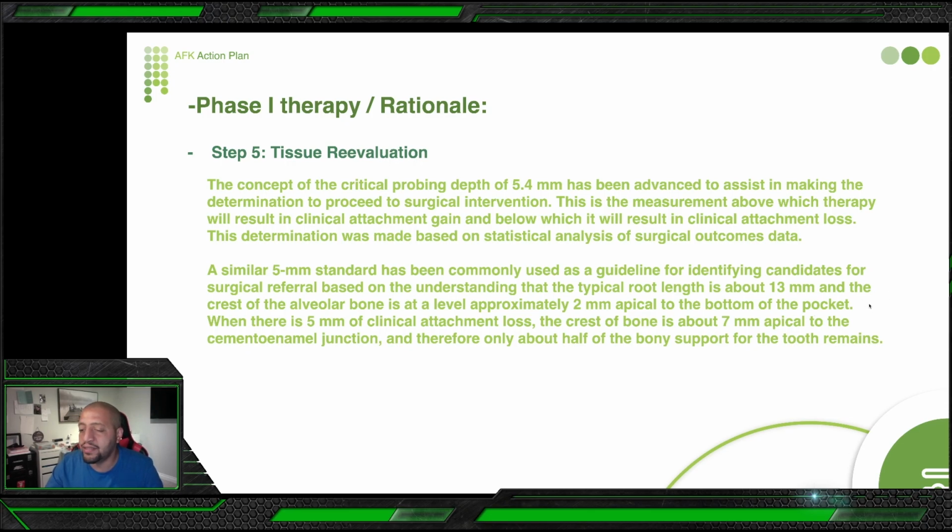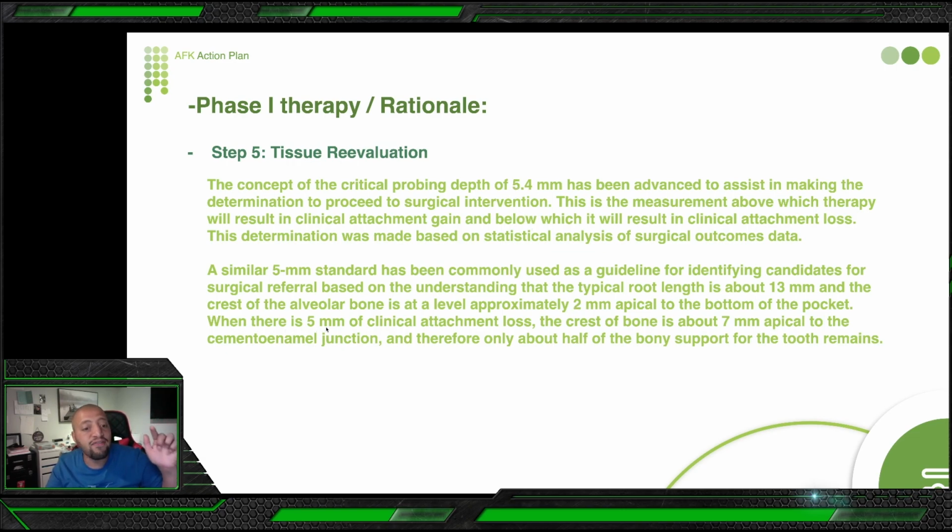Let's stop here and explain it again. So you remember the picture we showed you of the suprabony and infrabony pocket? They concluded that the length of the root on average is 13 mm. So when you have more than 5.4, this number, and adding to it 2 mm, as this is the normal level of the alveolar bone to the cemento-enamel junction. So 2 added to 5.4, you have 7.4.